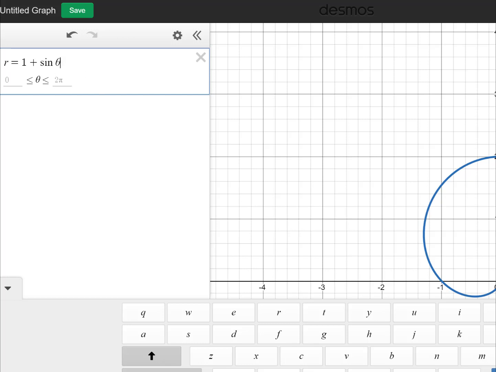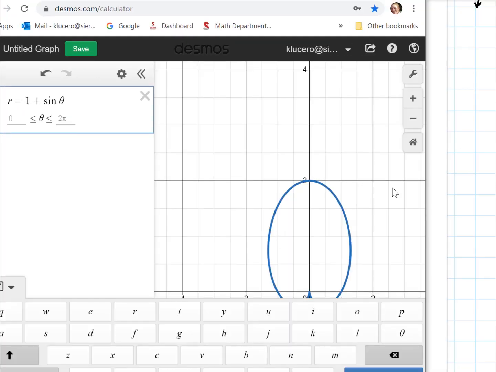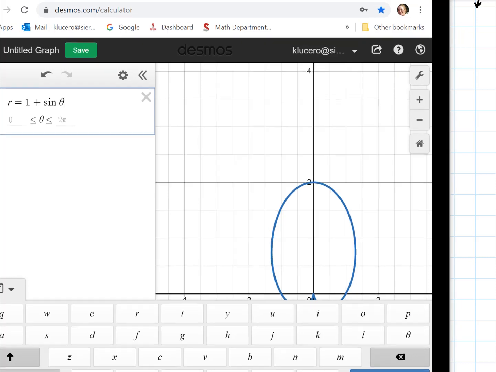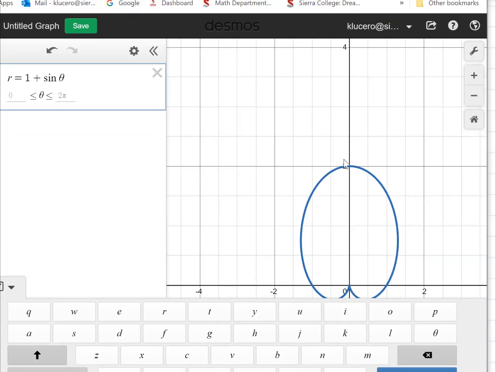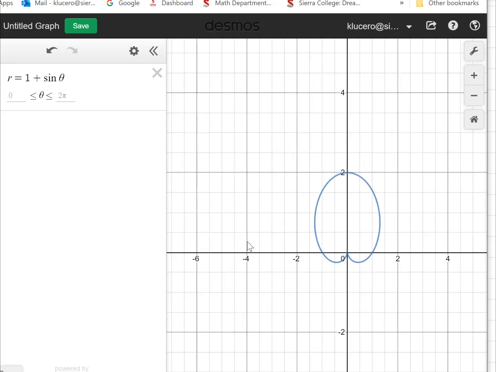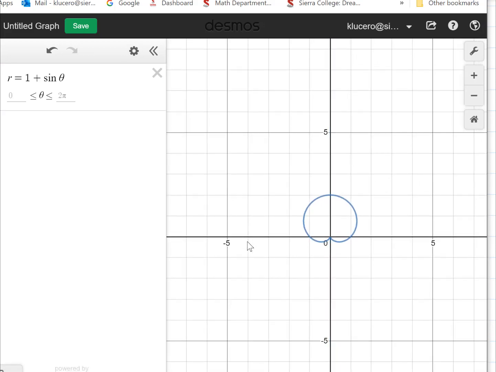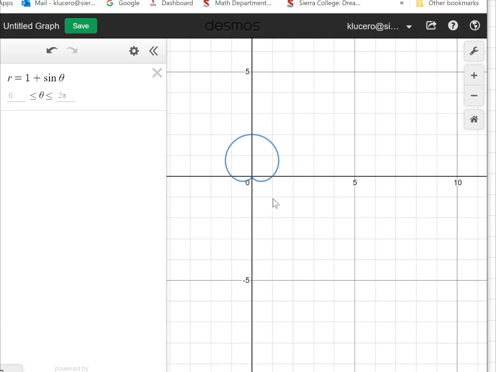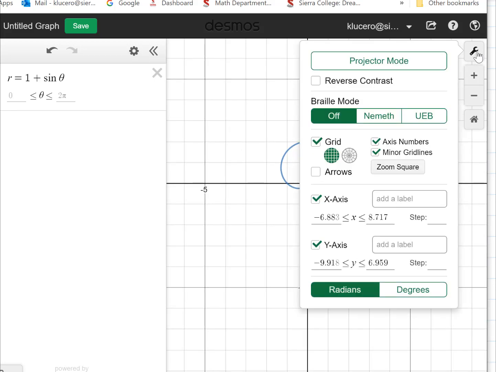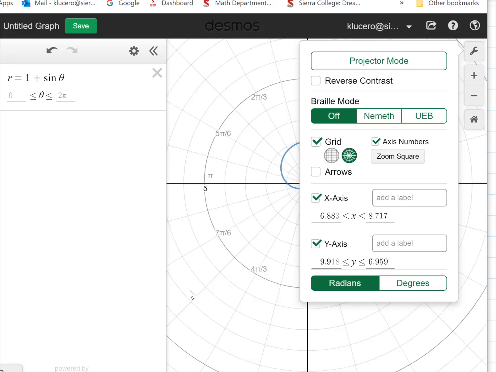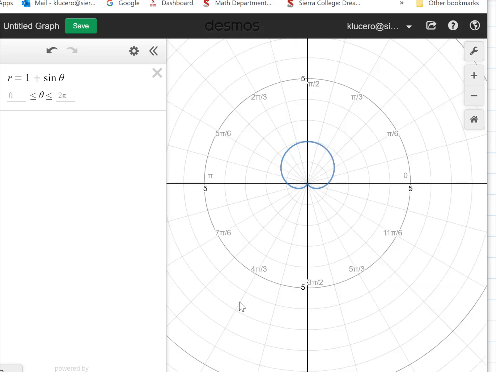The other thing that you can do, let me make this smaller so it's all on the screen. There we go. The other thing that you can do is you can change the settings, and you can use that in the wrench right here, and check it out. You can do polar curve or polar grid, and you can get your polar grid like that.